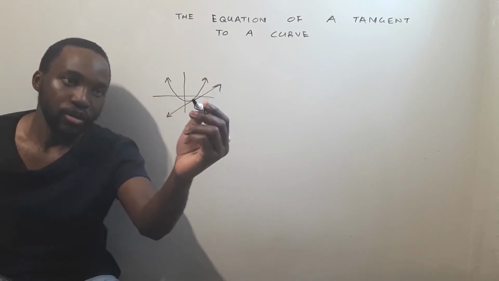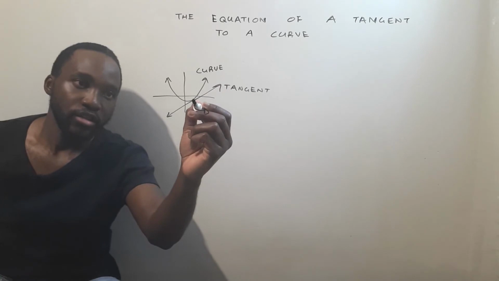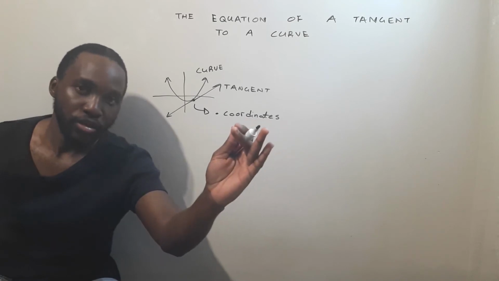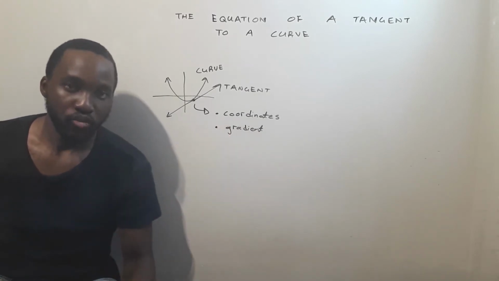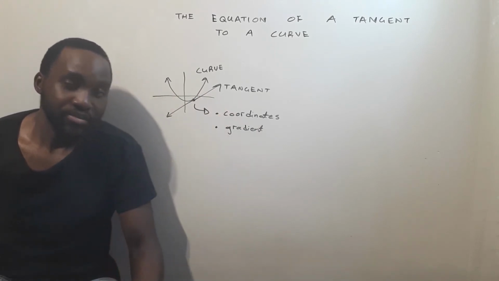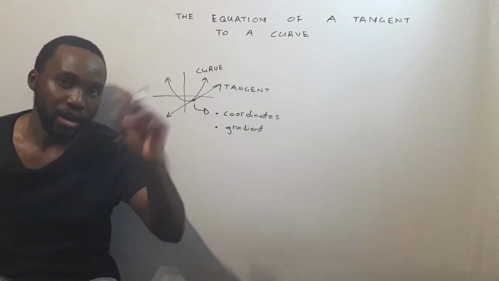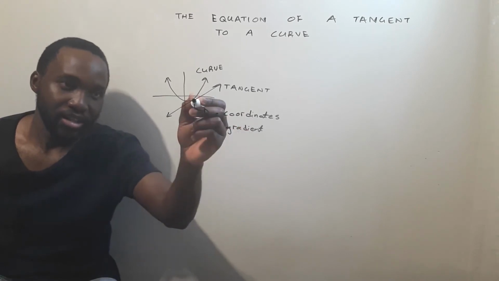Firstly, at this very point, for our curve and our tangent, two things will be equal. The first one is the coordinates at that point will be equal. The second one is that the gradient at that point will be equal. So before we can understand the equation of a tangent to a curve, one big thing we always want to remember is that where a tangent meets a curve, two things will be equal at that point. The first thing is at that point, the coordinates will be equal. The next thing is at this point, the gradient of the curve at that specific point will be the gradient of the tangent at that point as well.